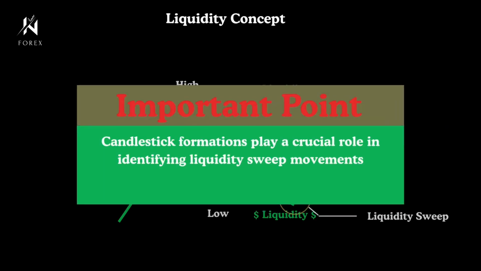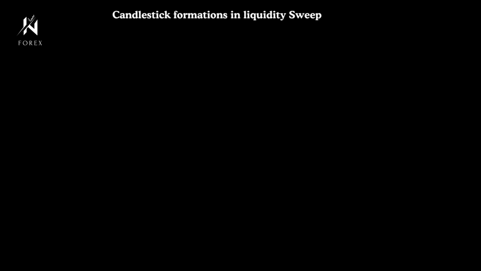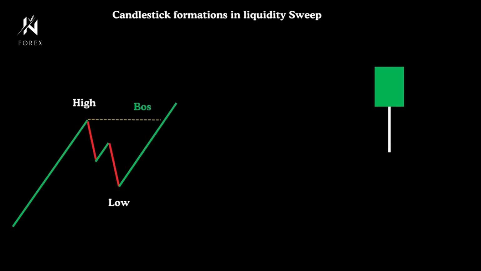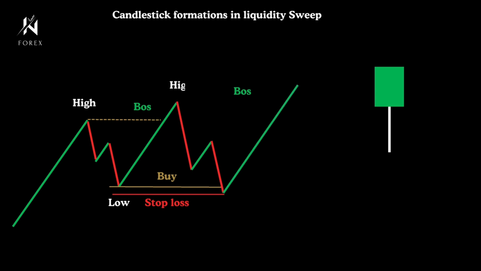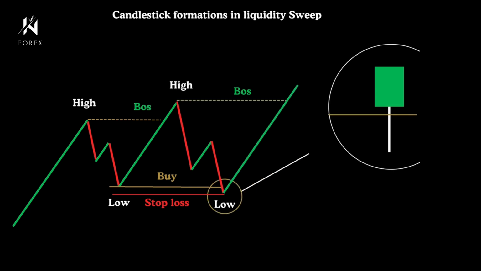Candlestick formations play a crucial role in identifying liquidity sweep movements. A long wick at the bottom of a candlestick typically signals a liquidity grab, especially when it breaks below a well-established support level. This area often holds clustered buy orders and stop losses. When price pierces this zone with a sharp wick and quickly rejects it without forming a significant upper wick, it indicates a strong buy-side reaction. This behavior suggests that institutional players may be absorbing liquidity before initiating a bullish move.